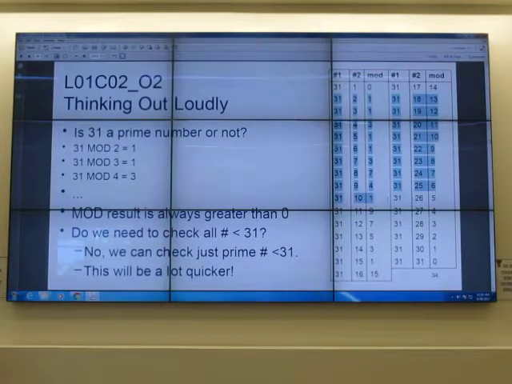So if you check 31 mod 2, remainder is 1. 31 mod 3, remainder is 1. 31 mod 4, remainder is 3. 31 mod 5, mod 6, mod 7, every time you do the modulo operation, you get a remainder. But for 1 and 31 itself, the remainder is 0. So this means 31 is a prime number.